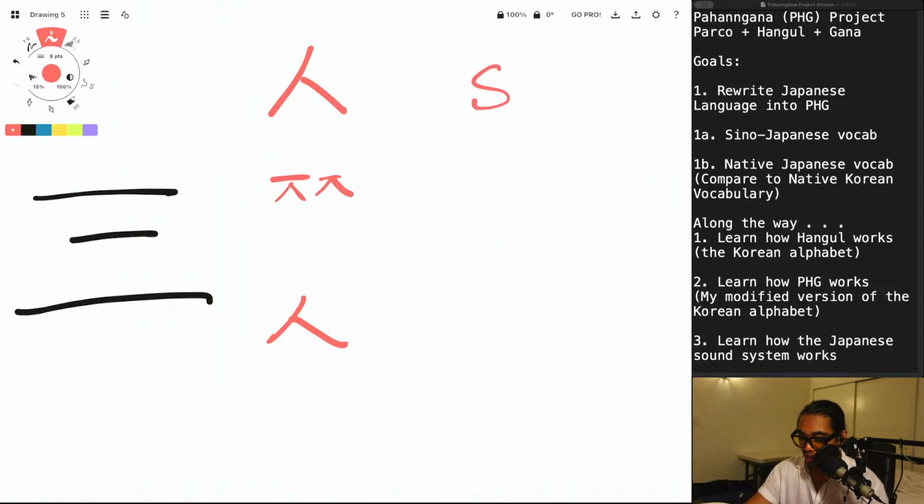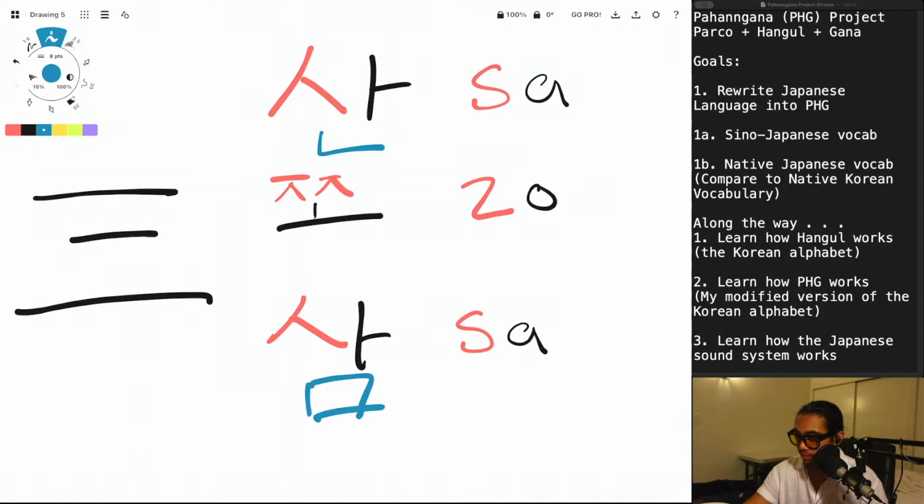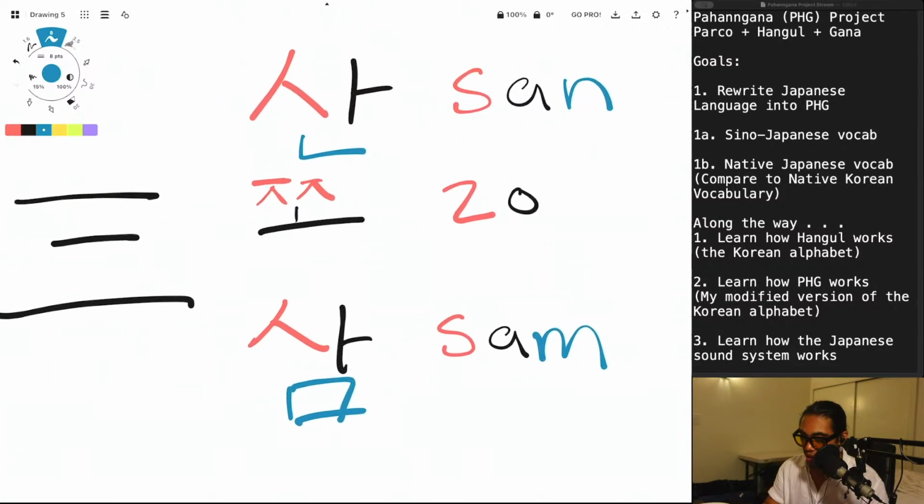Okay, so we have S, we have Z, we have S. And we have San. So we have A, O, A. I think that is a K-pop group. I don't really listen to K-pop. That might piss off some people. Oh well, whatever. San, 1, 2, 3. So Sam. So we have San, Jo, Sam.